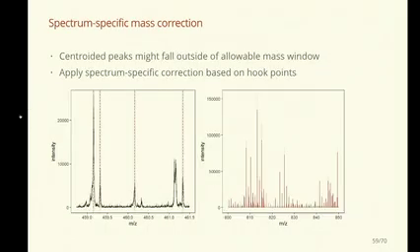And then we might have that some mass peaks still fall outside of these allowable mass windows that we have set up after the inter-batch mass correction. So that's why we needed the spectrum-specific mass correction, to first group them a bit better together, and then they fall within this allowable mass window. Then we can group them together as the same feature, and we can be quite sure that it's indeed true.